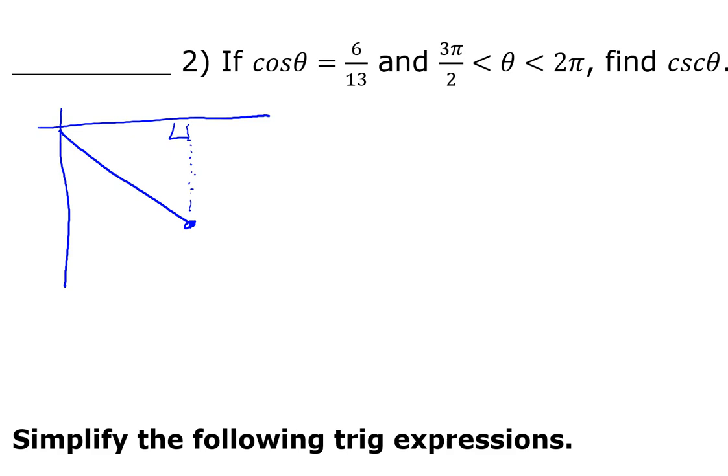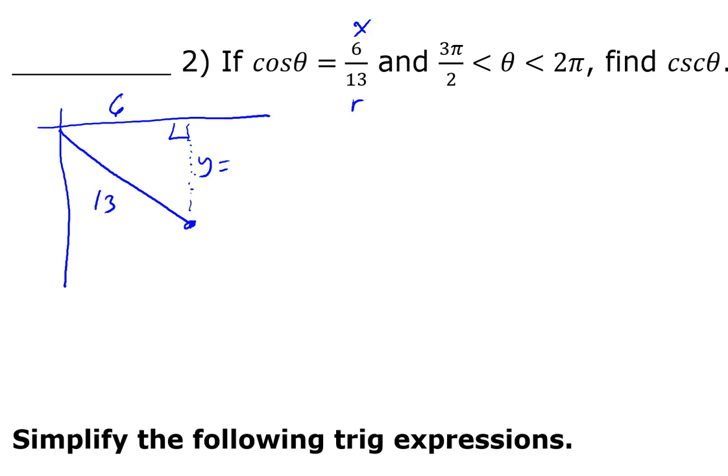So cosine is x over r. Now the x value here should be positive. The y value should be negative. The radius is always positive. So this is fine. So the x value will be positive 6. The radius will be 13. And I need to find the y value. The y value will be negative, so watch out for that.